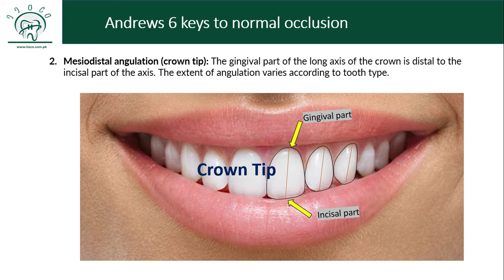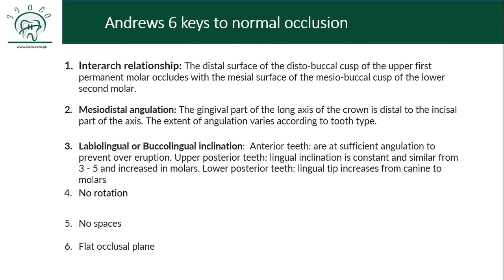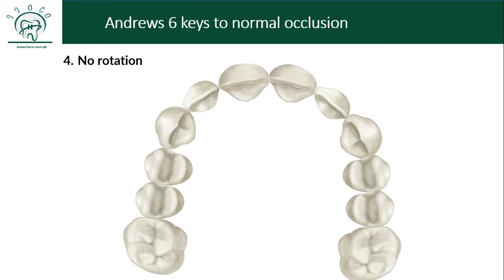Now read the statement again, which was given by Andrews. The gingival part of the long axis of the crown is distal to the incisal part of the long axis of the crown, and this extent of angulation varies according to each tooth type. Now let's see what the fourth key tells you. It's very simple. There should be no rotation of any tooth in an ideal occlusion.